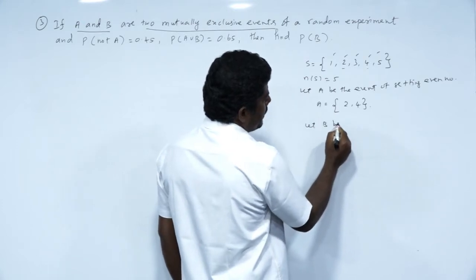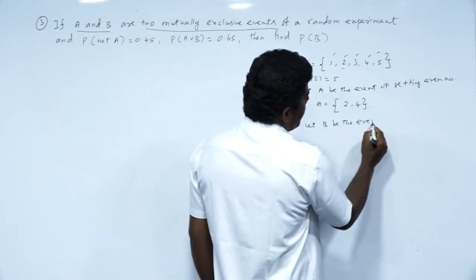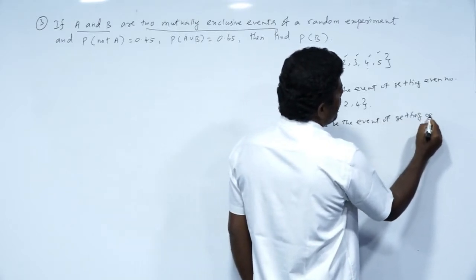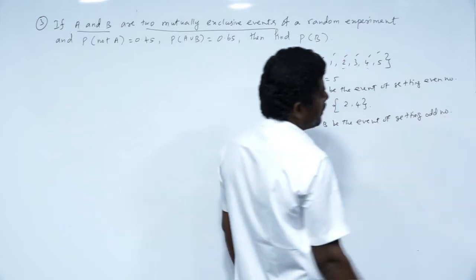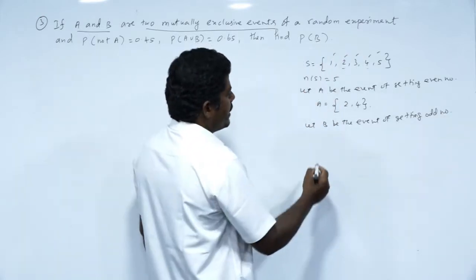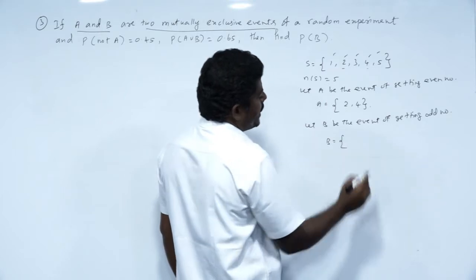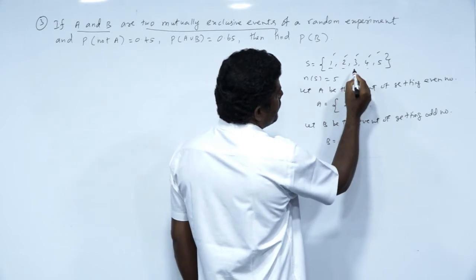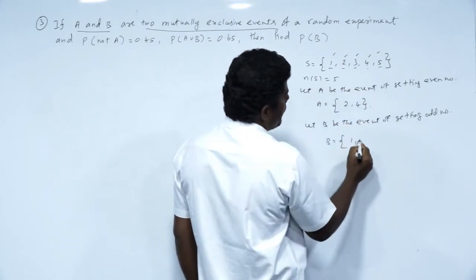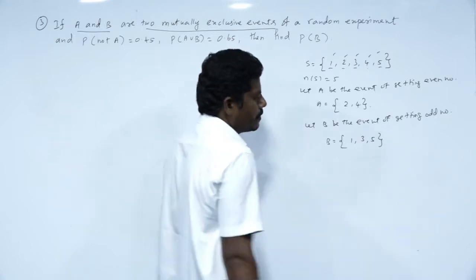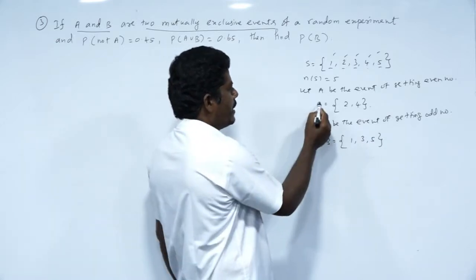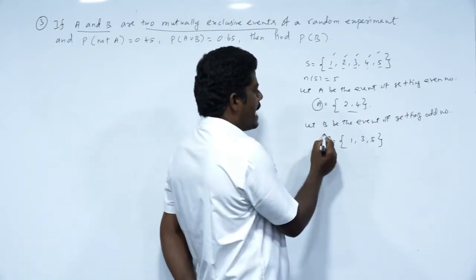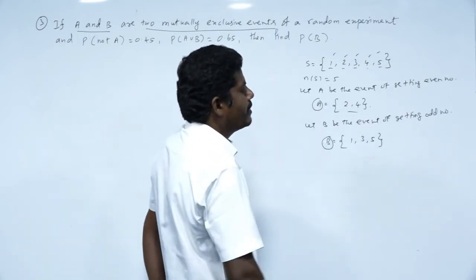Now I am going to take one more event. Let B be the event of getting an odd number. How many odd numbers are there in this sample space? 1 is an odd number, 3 is an odd number, 5 is an odd number, so B is equal to {1, 3, 5}. Understand? Event A has 2 even numbers, 2 and 4, and B has 3 odd numbers, 1, 3, 5.